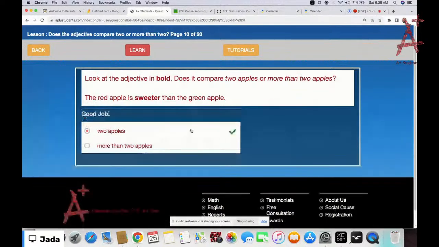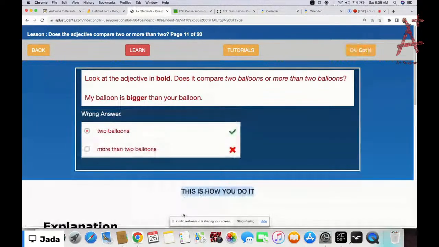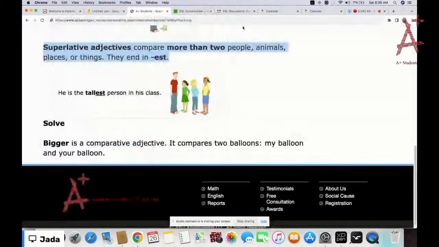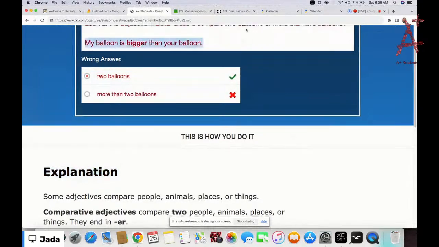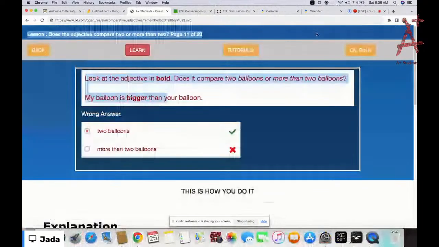But once you see that the answer is bigger and it means two, but you click on more than two balloons, you get it wrong. All you need to do is scroll down. This is an explanation, and it also tells you why you got it wrong. This one is supposed to be two balloons because it's comparing two people, so it's not more than two. Once you get anything wrong, all you need to do is scroll down. You're going to see a detailed explanation and you'll see why you got it wrong.